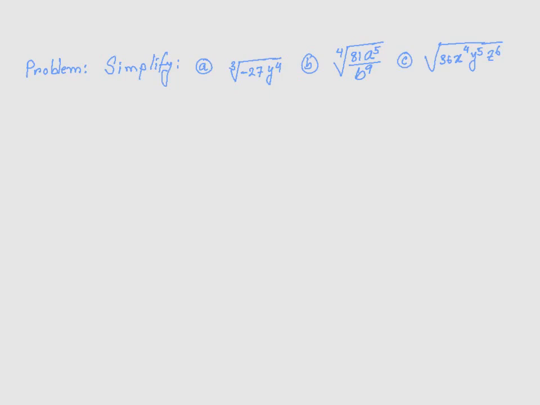In this video, I am going to simplify these radical expressions using the properties of radicals. Let's start off with the first problem, A, which is the cube root of negative 27 y to the power 4.